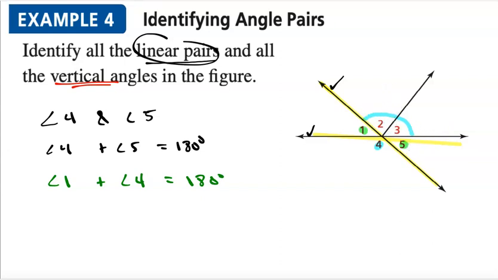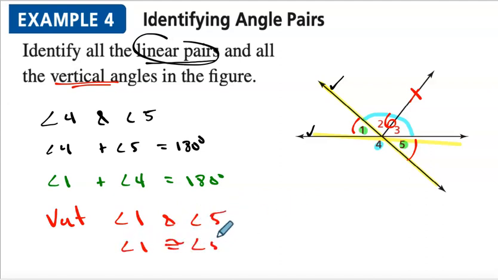If this ray wasn't here and this was just angle 6 here, then 4 and 6 would be vertical angles as well. But in this case, it's only angle 1 and angle 5. So my vertical angles are angle 1 and angle 5, which implies that angle 1 is congruent to angle 5. They're going to have the same exact measurement.